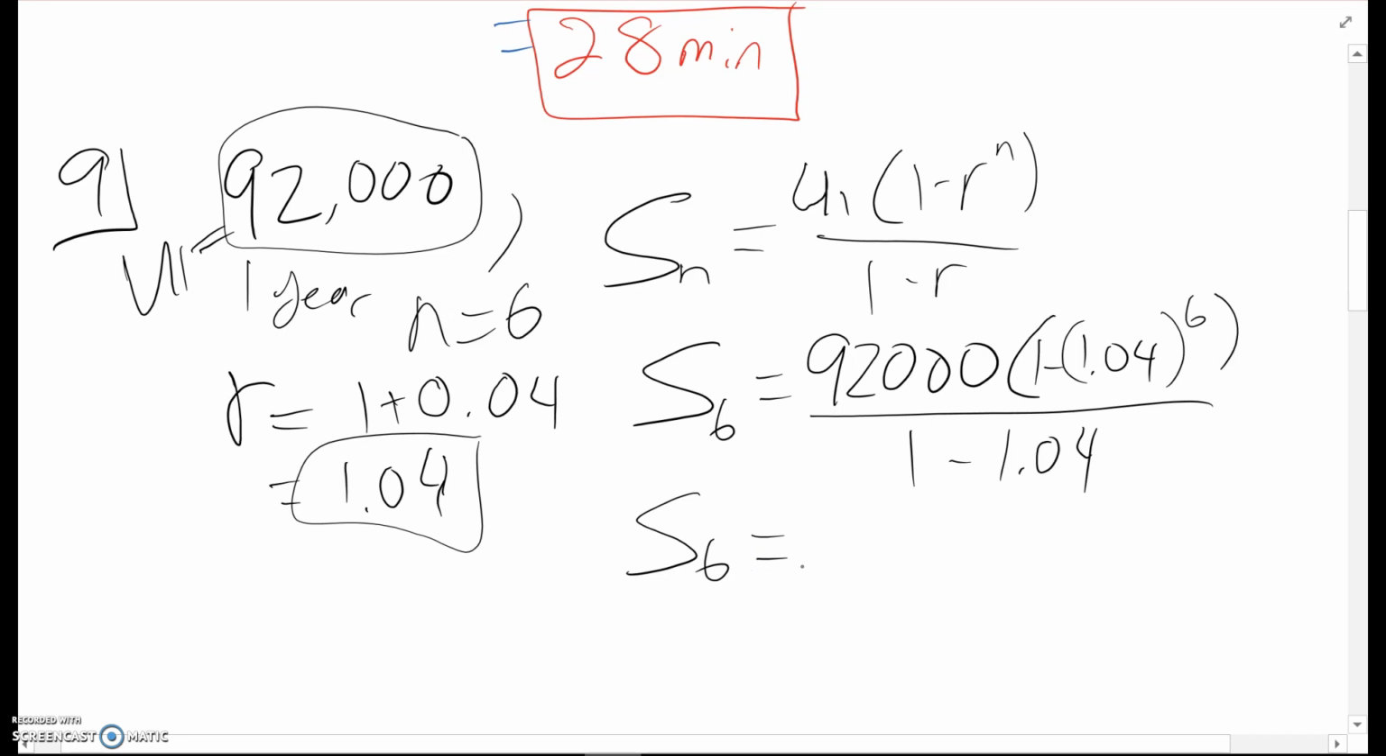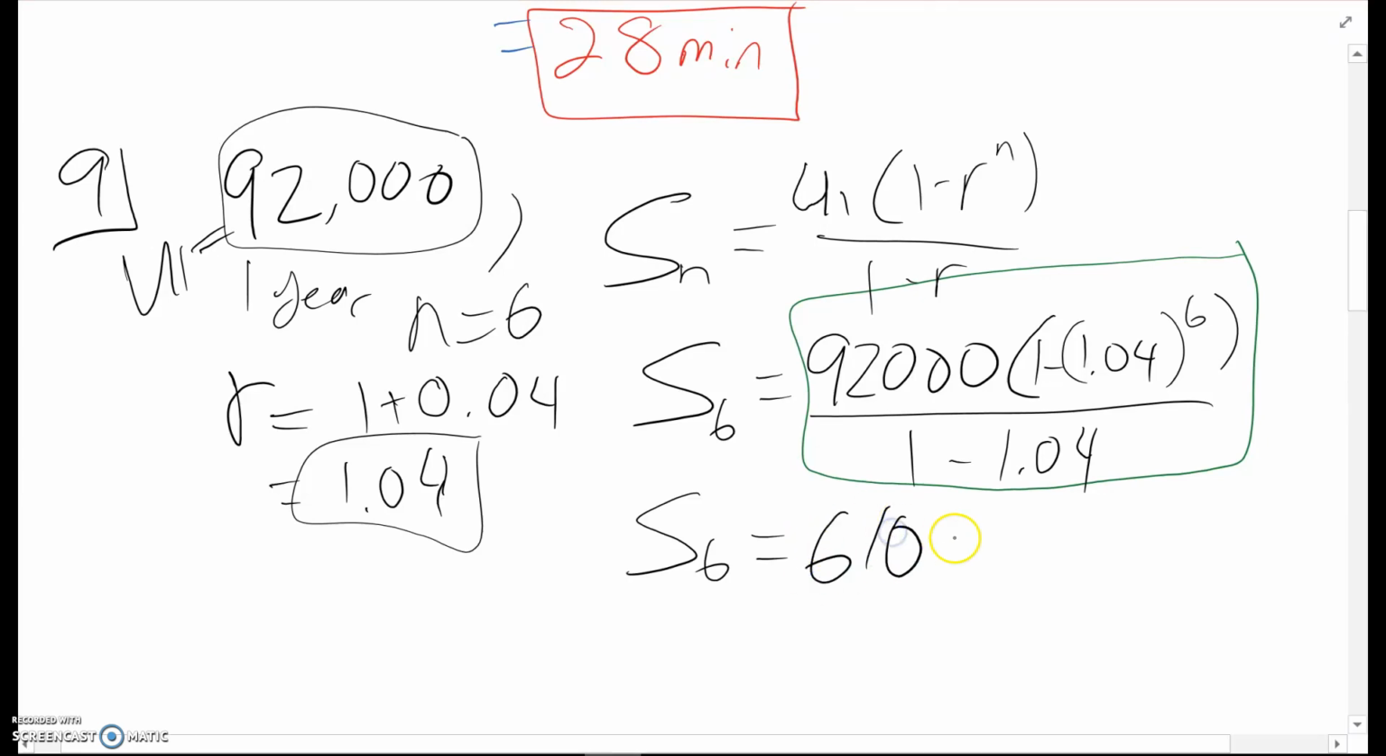And then this is, again, straight up calculator. At this point, if you have this part, you've already earned like 2.5 points out of 3 on a test, but being able to execute in the calculator is obviously worth points. So 1.04 to the power of 6, 1 minus my answer, times 92,000, divided by 1 minus 1.04. And I get 610,233 point, and we're going to go $74.